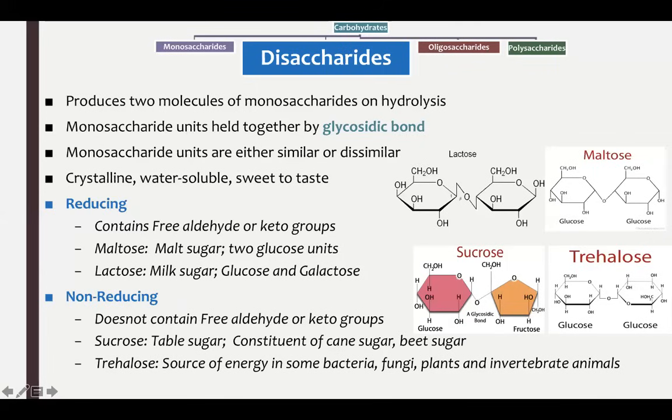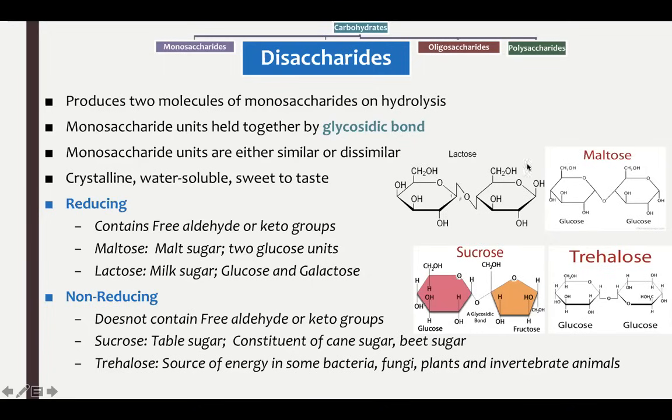So we are going to start disaccharide. From the name, it can be explained what a disaccharide is. Di means two and saccharide means sugar. So disaccharide means when we hydrolyze this molecule, it will produce two molecules of monosaccharides. And if we hydrolyze a monosaccharide, then it will lose its characteristics as a carbohydrate. So the monomeric units are monosaccharides, and when they are joined together, they are called disaccharides.